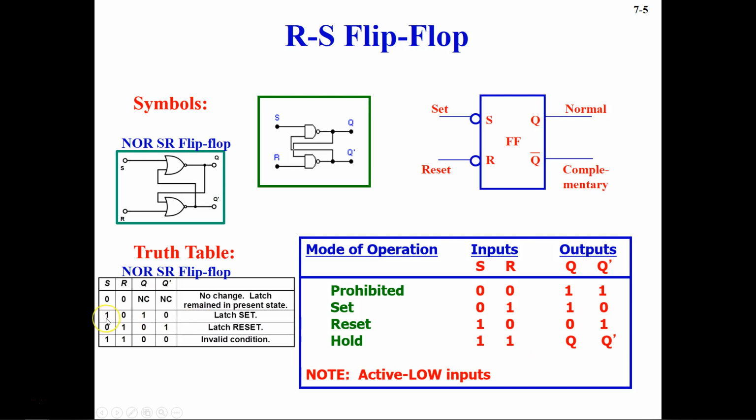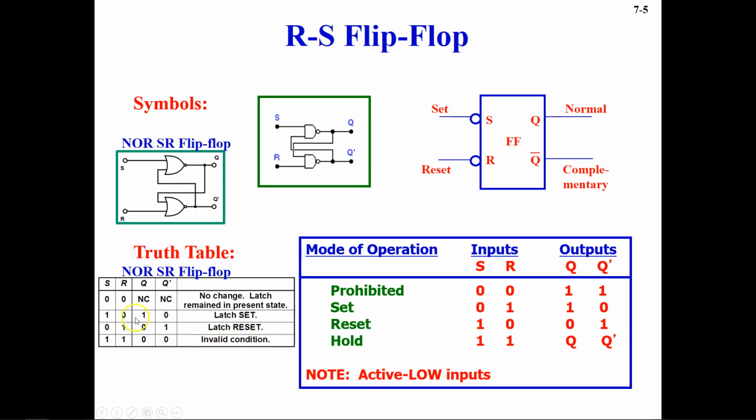And then in the second state, when S is 1 and R is 0, in that case your output Q is 1 and Q bar is 0. And then when your S is 0 and reset is 1, then your Q is 0 and Q dash is 1. And when they both are 1, at that time your output is 0 0, which is an invalid condition, or you can say this is the prohibited state.